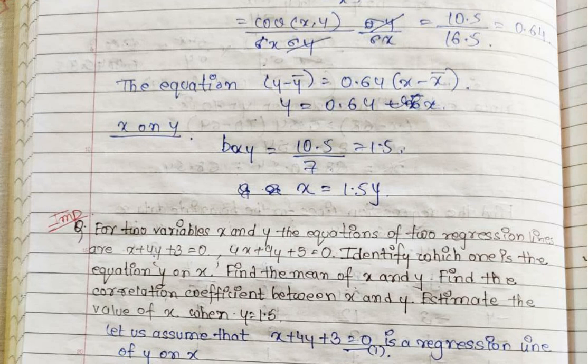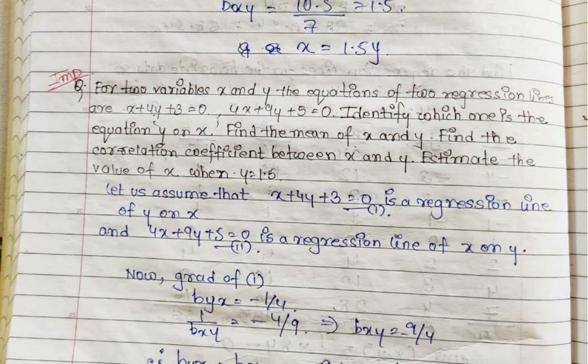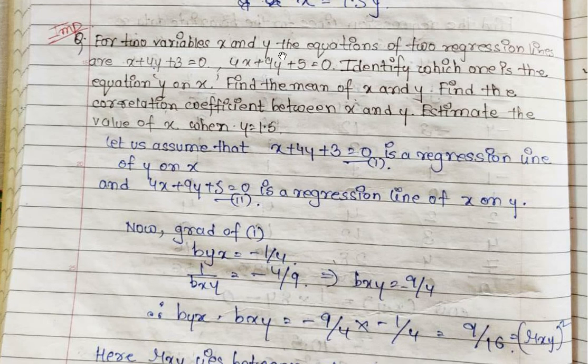Yes, this one is very important problem. So many times it has appeared in the exam. What is the problem statement? For two variables x and y, two regression lines are given, but it is not given which one is x on y or y on x. We have to identify which one is y on x.